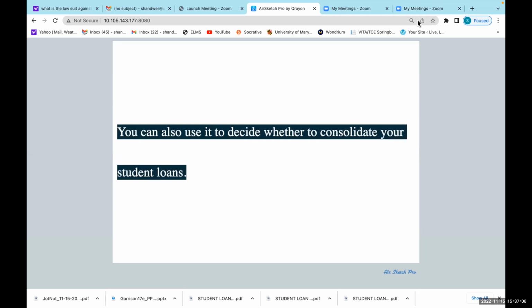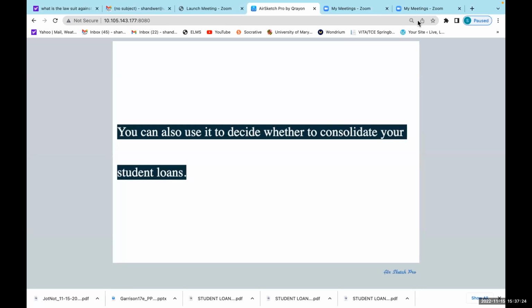And this will also help you to determine whether you should consolidate, if you have more than one student loan out there, more than one different type of federal loan, into one, which might make it easier just to visualize it and handle it. By doing so, you can take different federal loans.